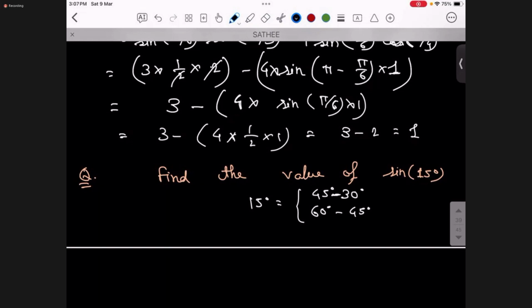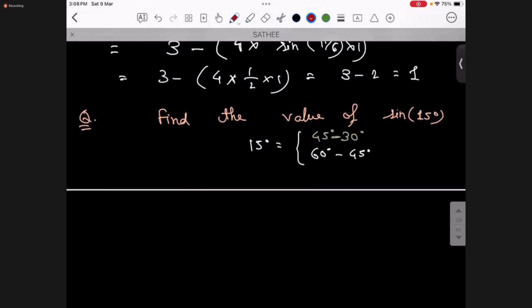Like you can do a similar kind of thing. So the distance between them will be 15, and you can manage it how you want to. Okay, so in today's case I will consider this 15 as 45 degree minus 30 degree. So let us do this.